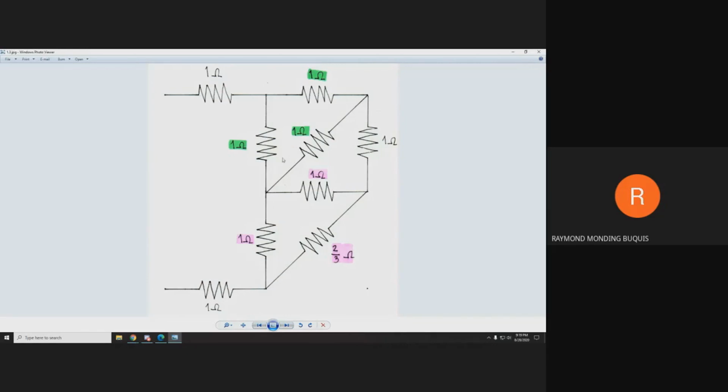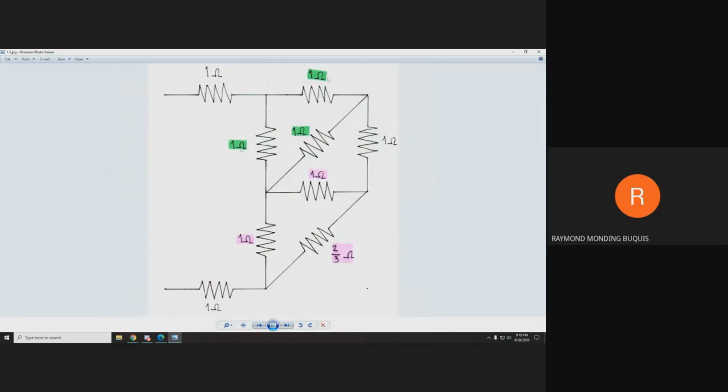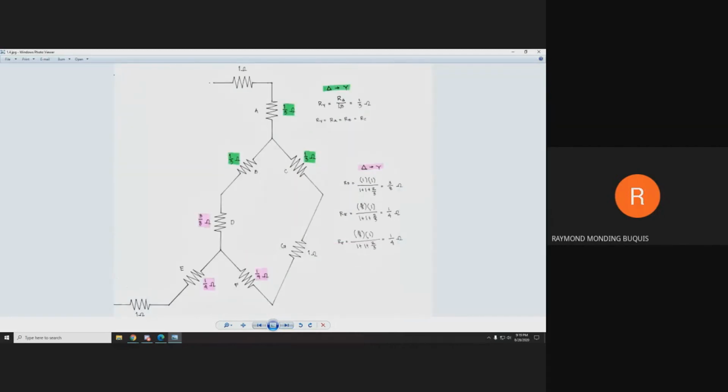From delta to Y, we will be using these three resistors here, and the three resistors below. For that, we will have to transform them. The three resistors here have the same resistance, which is 1. According to the solution, Ry is equal to the R of the delta divided by 3. So 1 over 3, which is 1/3 ohms. That would be equal to Ra, Rb, and Rc.